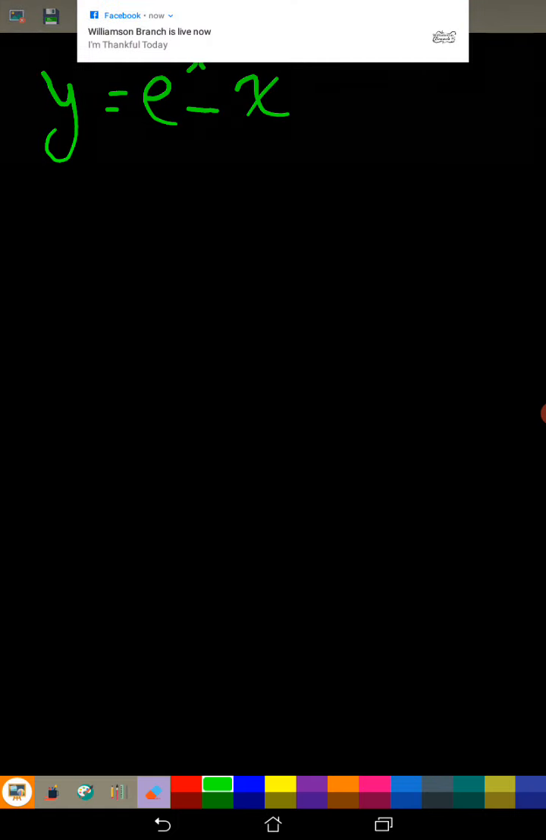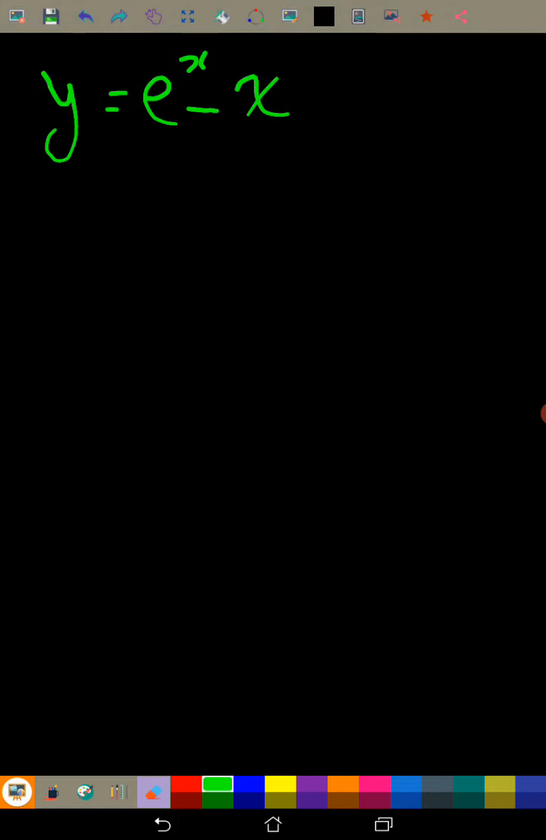But what else? Find the coordinates of the minimum point on the curve with equation. So here is an interesting problem to solve. So the minimum point of this. So what is the minimum point of this?